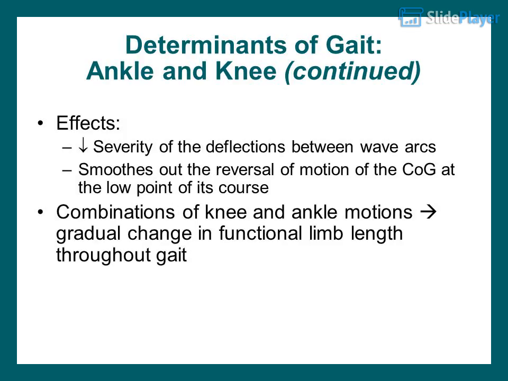Determinants of gait. Ankle and knee, continued. Effects. Severity of the deflections between wave arcs. Smooths out the reversal of motion of the COG at the low point of its course. Combinations of knee and ankle motions produce a gradual change in functional limb length throughout gait.